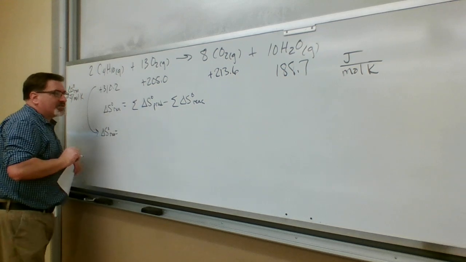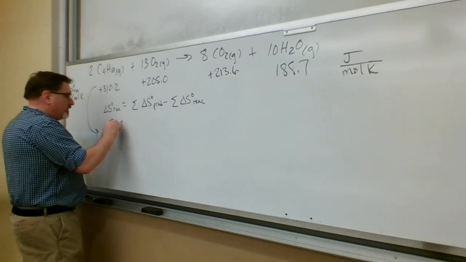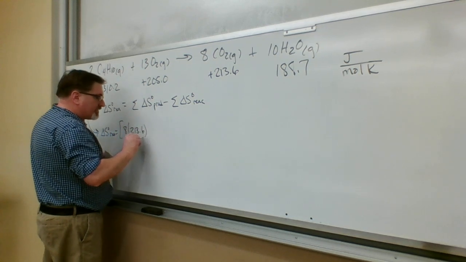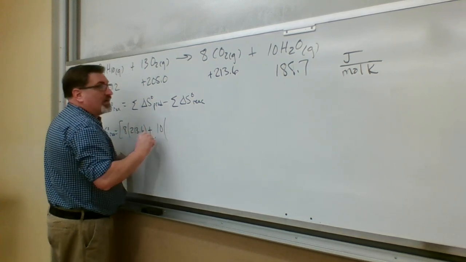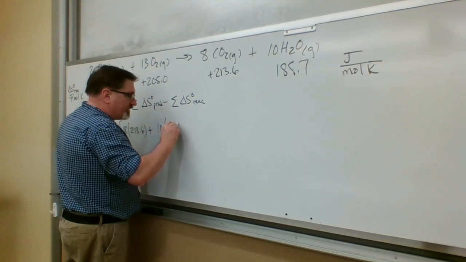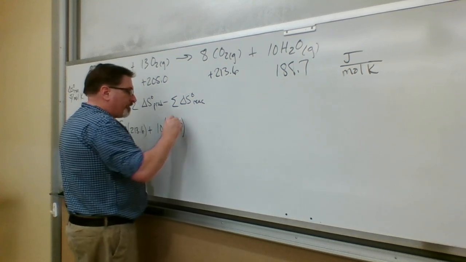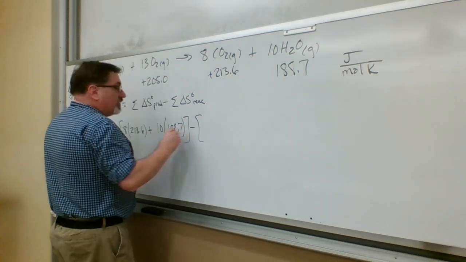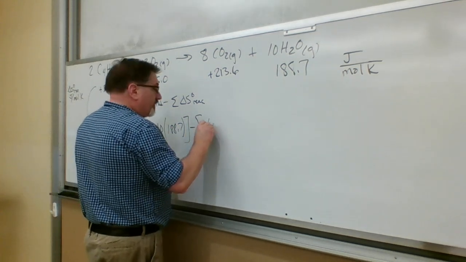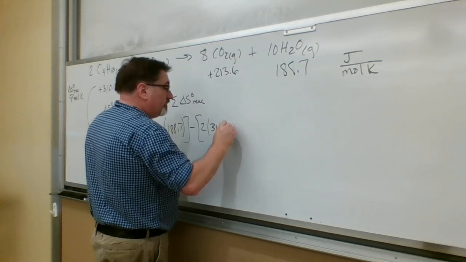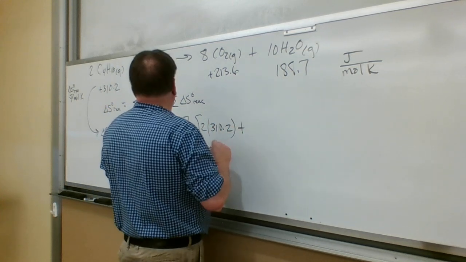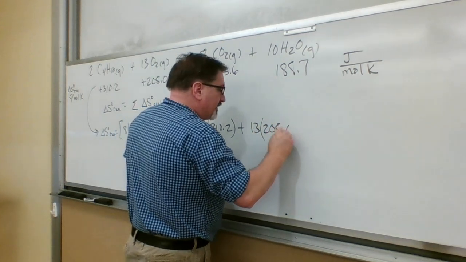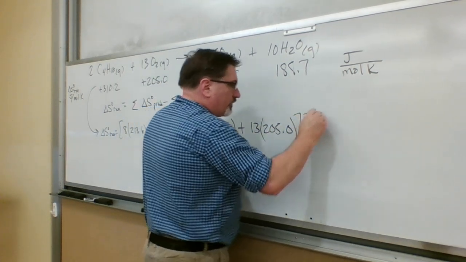delta S for the reaction, we go products first. So it's equal to 8 times 213.6 plus 10 times 188.7. Those are all the products. Now minus the reactants, so minus 2 times 310.2 plus 13 times 205.0 joules per mole Kelvin.